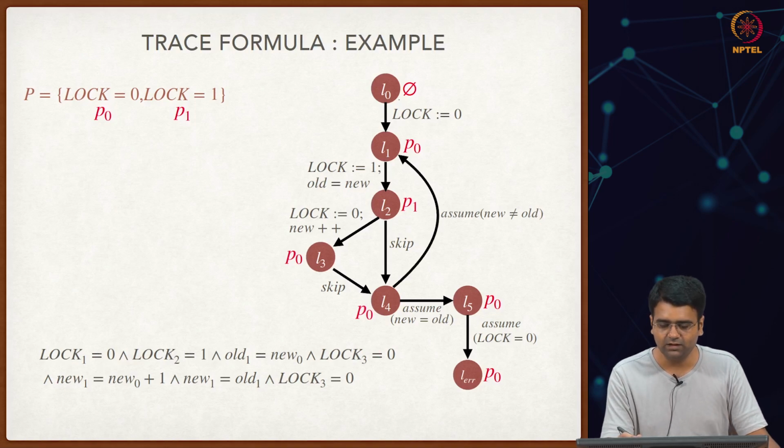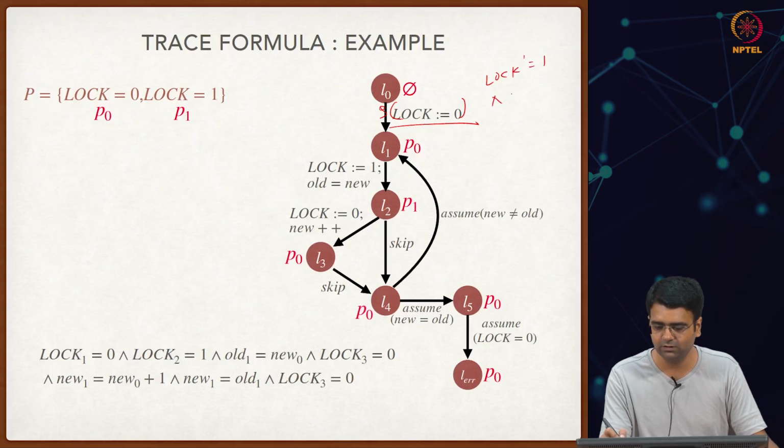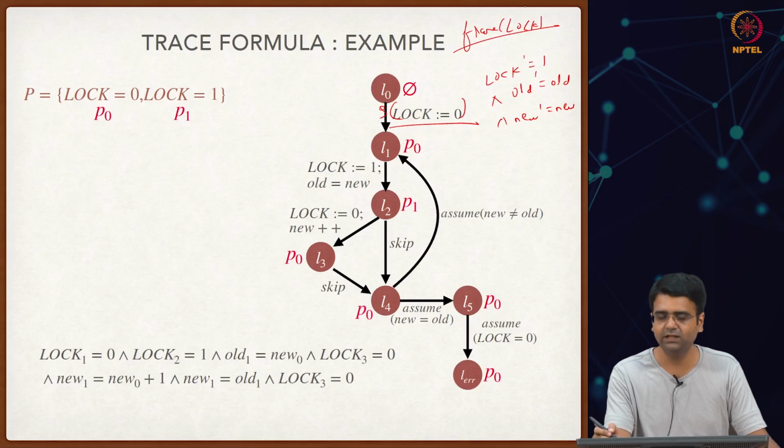I have slightly cheated here, in the sense that if you consider rho of, for example, the first statement, which is this assignment statement lock equal to 0, you will have something like lock prime equal to 1, and you will also have old prime equal to old and new prime equal to new, because old and new are the other program variables for this particular program. The FOL encoding of the assignment statement has something like frame lock, meaning that the values of the other variables don't change.